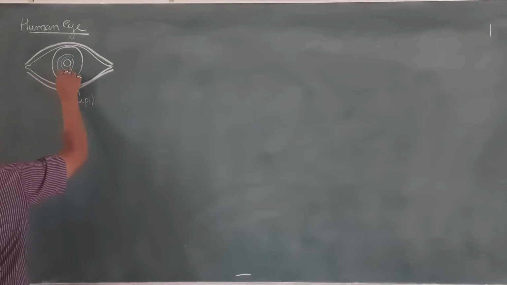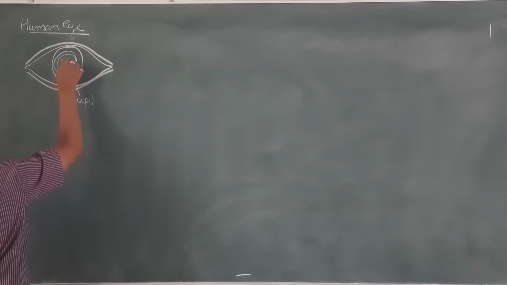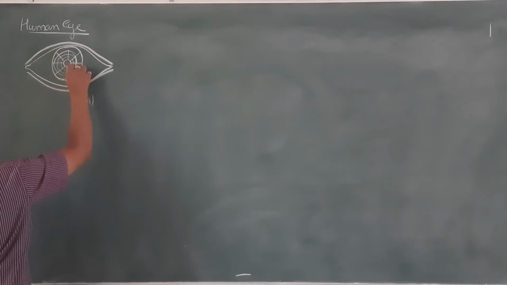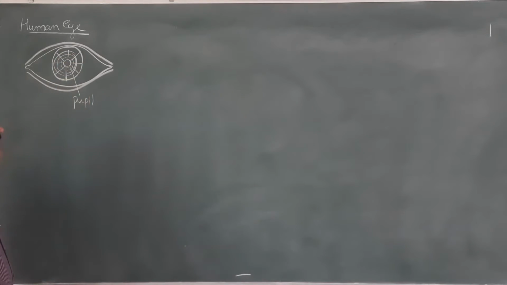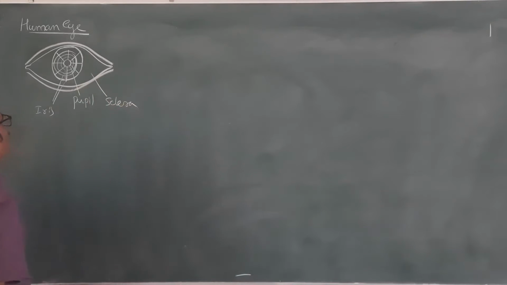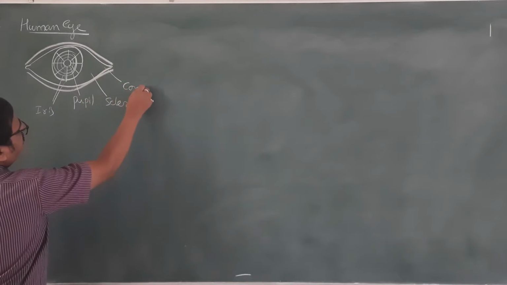We find circular muscles as well as a number of longitudinal muscles. These circular and longitudinal muscles are the iris muscles. These are also called the iris. And then this is the white part, the sclera, and the corner or edge of the eye is called the conjunctiva.